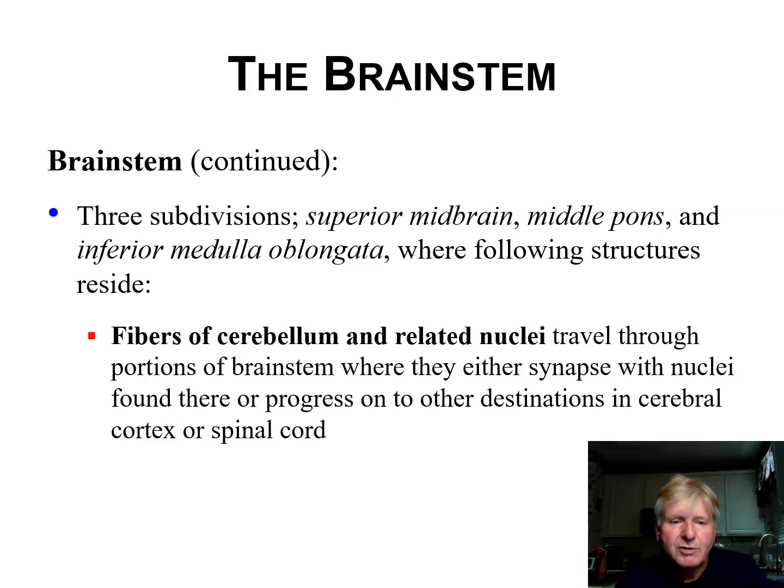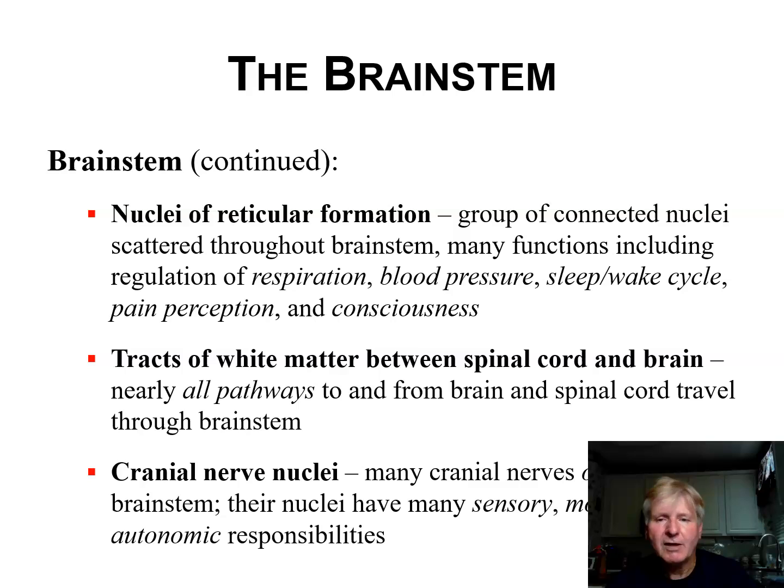The fibers of the cerebellum and their related nuclei will travel through portions of the brainstem where they either synapse with nuclei found in the brainstem, or they progress to other destinations in either the cerebral cortex or the spinal cord. You also find in the brainstem what we call the nuclei of the reticular formation. They're a group of connected nuclei scattered throughout all regions of the brainstem. Some of the functions include regulation of respiration, blood pressure, the sleep-wake cycle, pain perception, and consciousness.